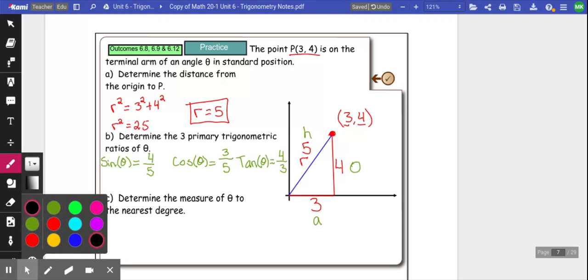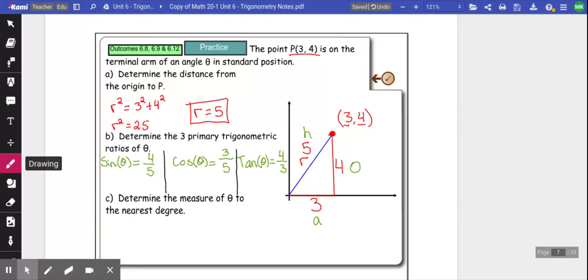Those should have been your 3 primary trigonometric ratios. Notice that I left them as fractions. I'm not actually calculating anything. I didn't find angles. I didn't do any of that. I just set up my trigonometric ratios. Part C, determine the measure of theta.